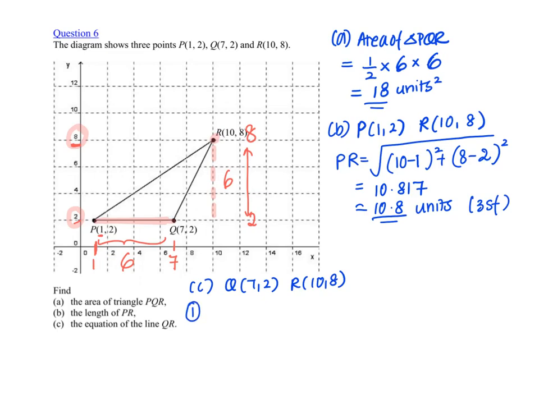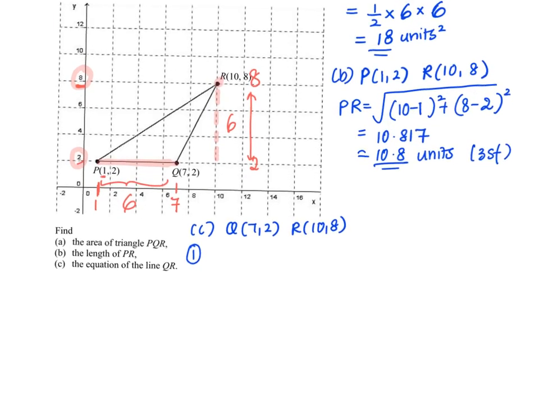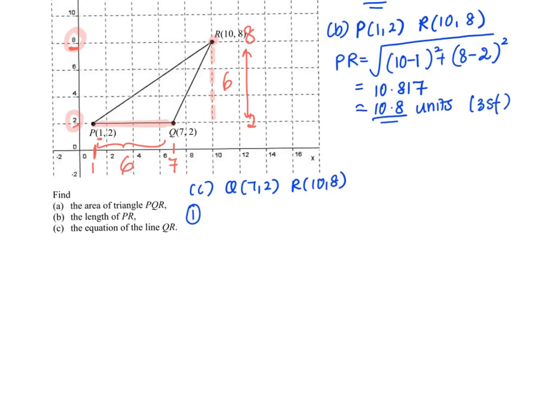I think most of you are quite good at this question, isn't it? So the first step will be to find the gradient. And then after that you find the y-intercept. Then you find the equation of line QR.